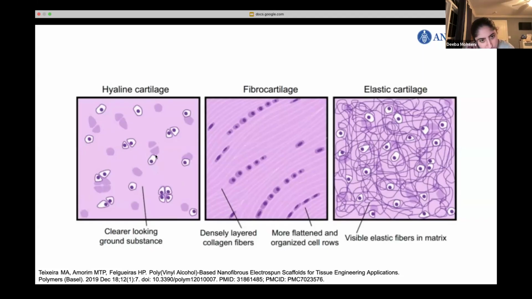You have this ground substance that looks a little bit clearer, and then you have fibrocartilage, which is very dense, and you can see the collagen fibers themselves. And then the cells look very flat. And then in your elastic cartilage, it's just kind of all over the place. There's no real organization to it.